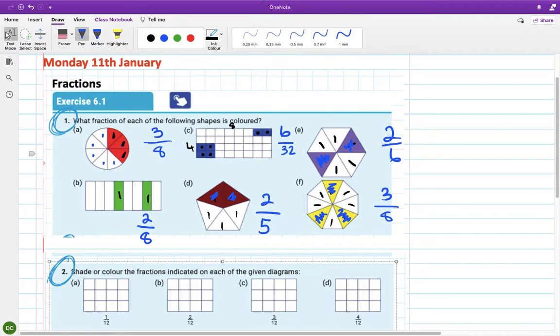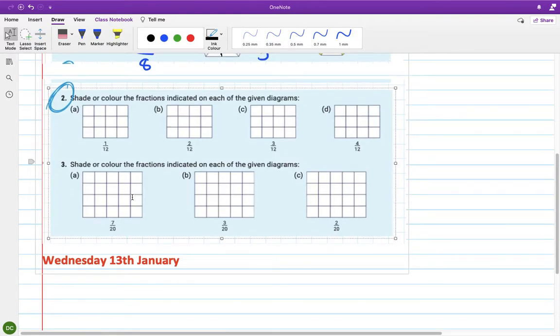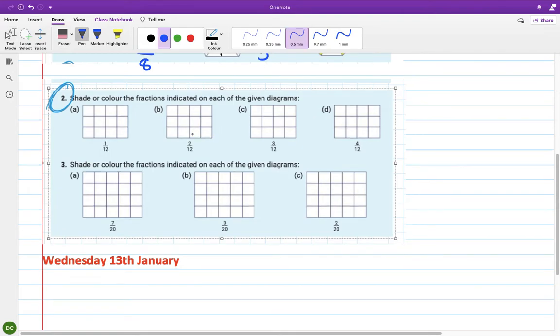Okay, so part A is 3/8, part B is 2/8. That could also be a quarter if you changed it. Part C is 6 over 32, which would change to 3/16 if you did that. Part D is 2/5, part E is 2/6, but that could change to a third, and then part F is 3/8. All right. Okay, and question 2, shade or colour in the fractions indicated in each of the given diagrams.